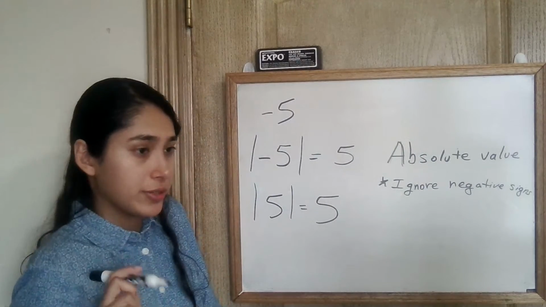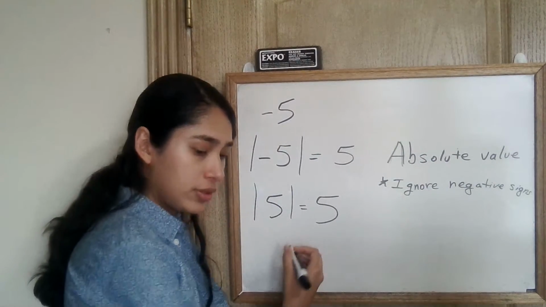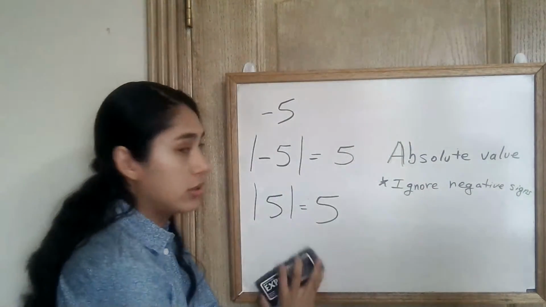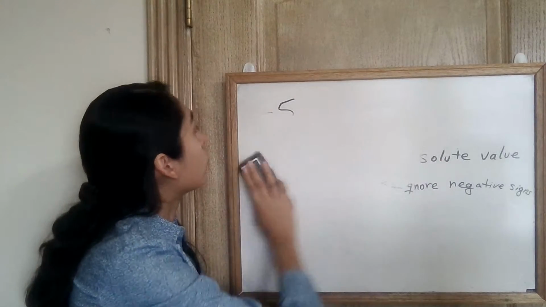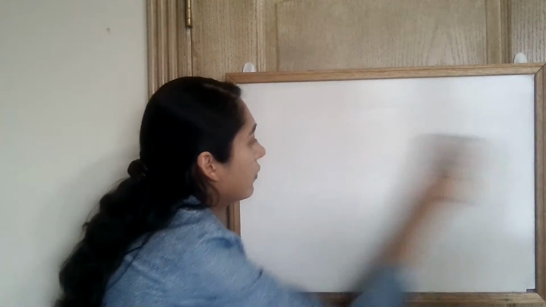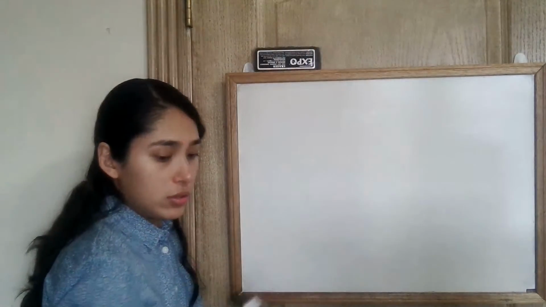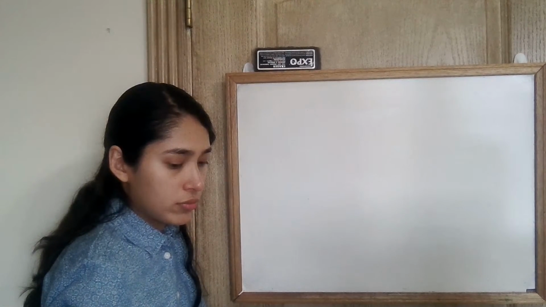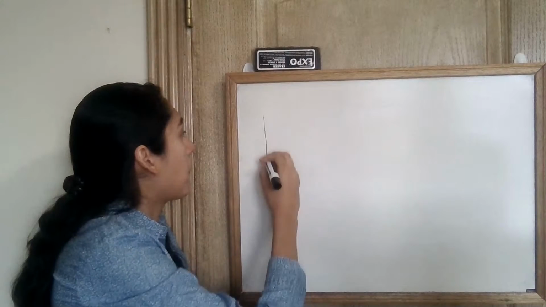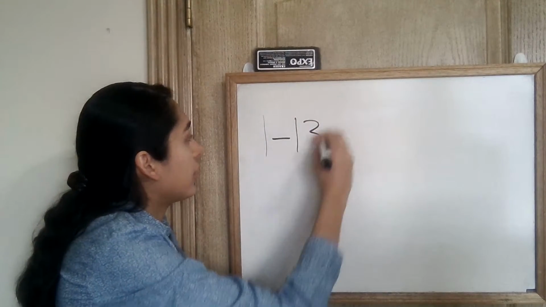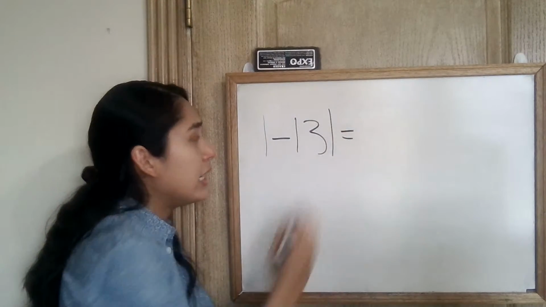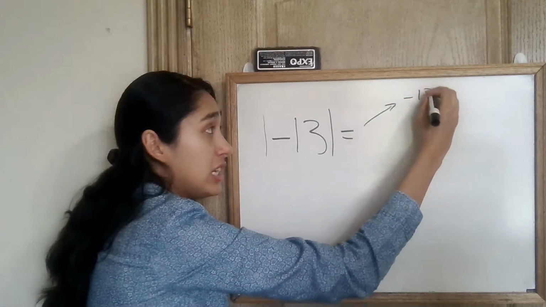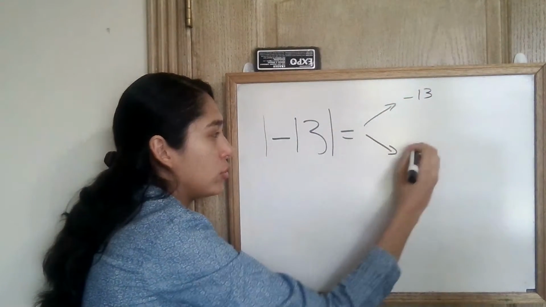So now I have a question. So let's erase actually. Make some more room. So we have a -13. Absolute value of -13. Is it equal to -13? Or is it equal to 13?